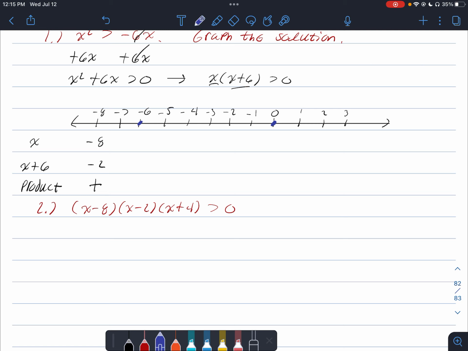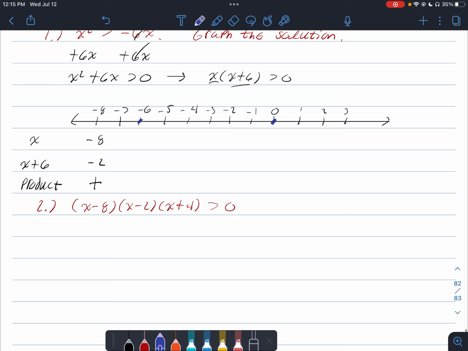So we can go ahead and graph this part of it now. Since this is strictly greater than 0, we don't want to include that 0. So we're going to draw an open circle there, and we're going to shade in everything to the left. Okay? So now let's pull a test value from in between our two zeros here.